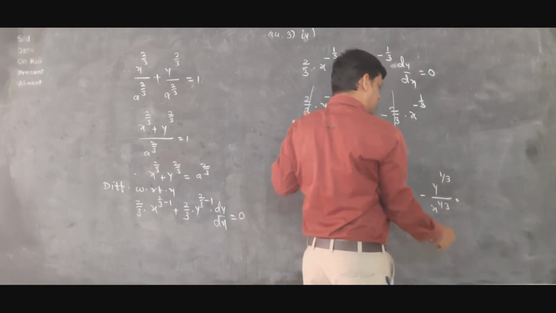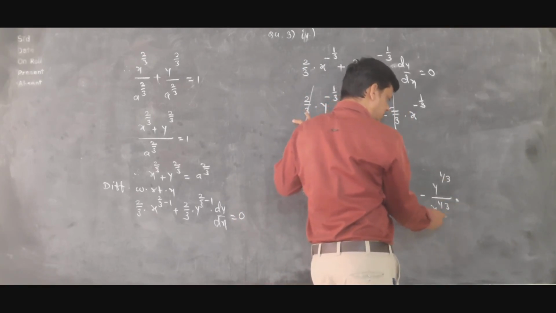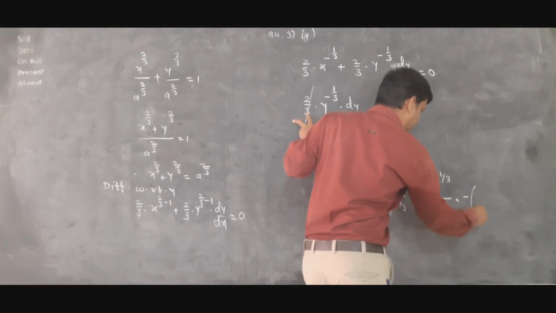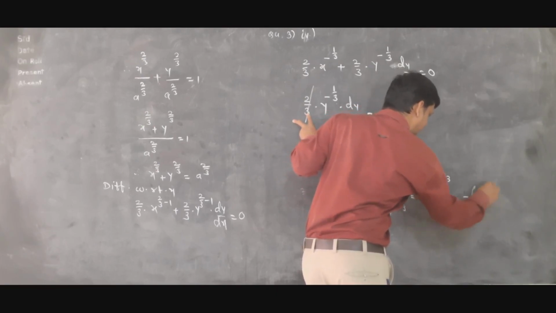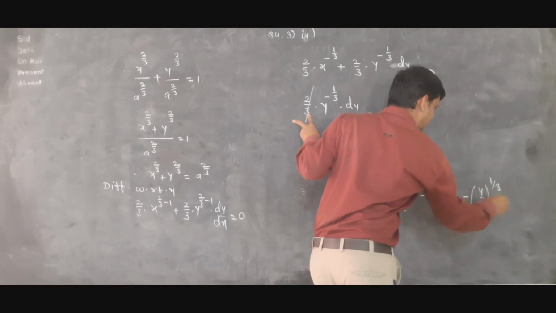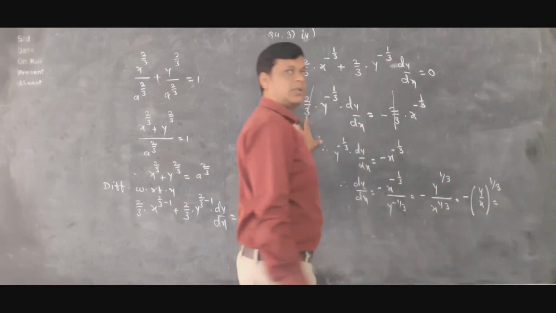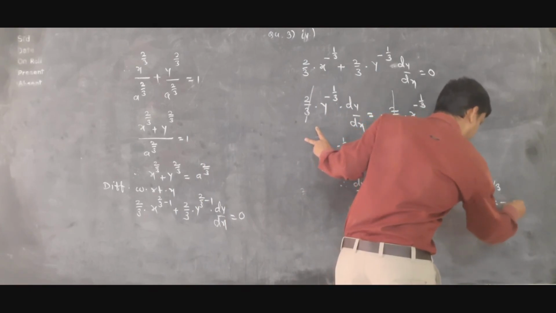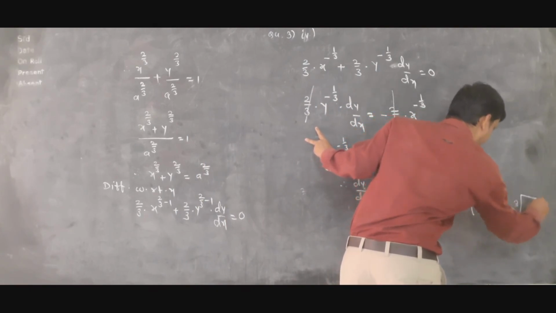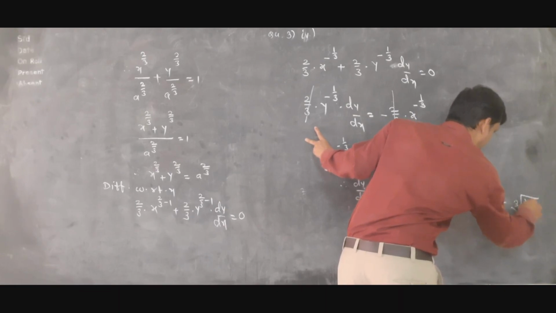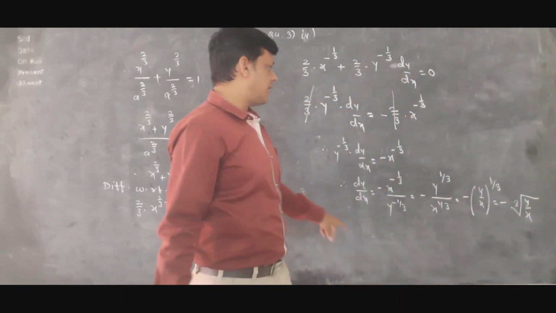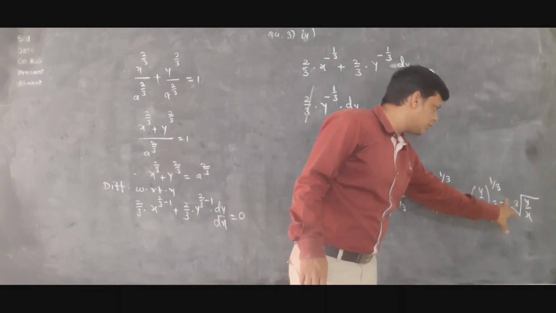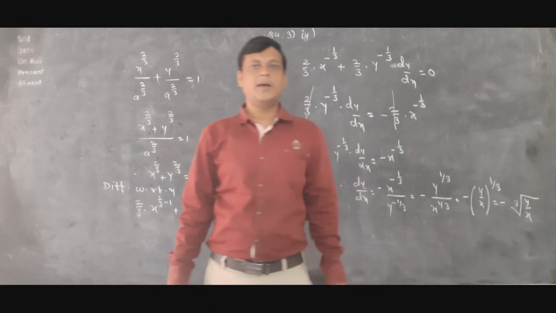Now write this y raised to the power 1 by 3 and x raised to the power 1 by 3 in one power. So write (y by x) raised to the power 1 by 3, and we know that power 1 by 3 means cube root of that value. So write minus cube root of y by x. So in this way we show dy by dx is equal to minus cube root of y by x.